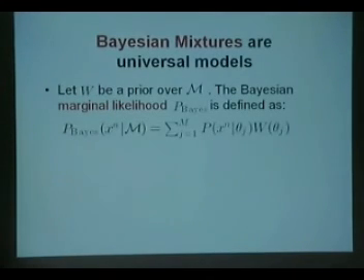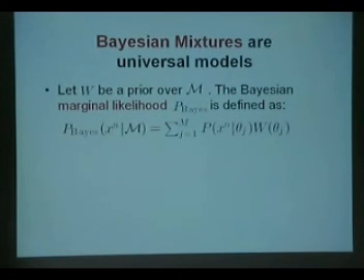Now we've seen already an example of the universal model, which was the so-called two-part code, where you encode data by first encoding an index and then encoding the data using the code corresponding to the distribution indexed by your index. But it's by no means the only universal code or model. So another example are Bayes mixtures.